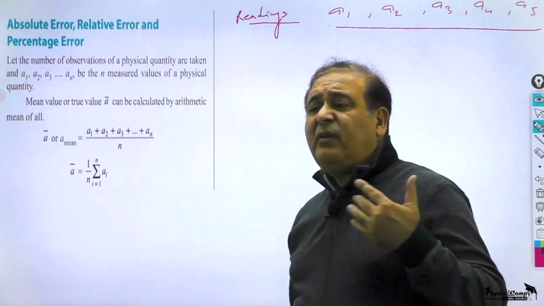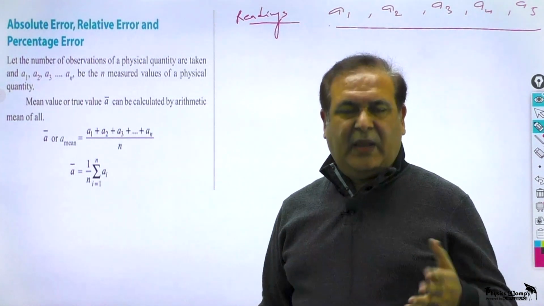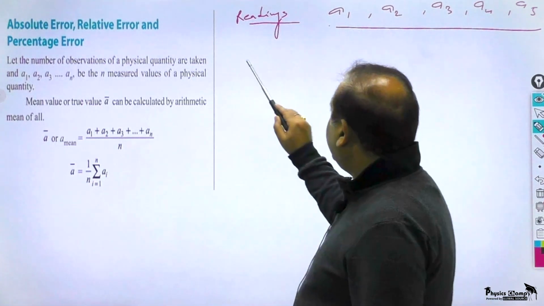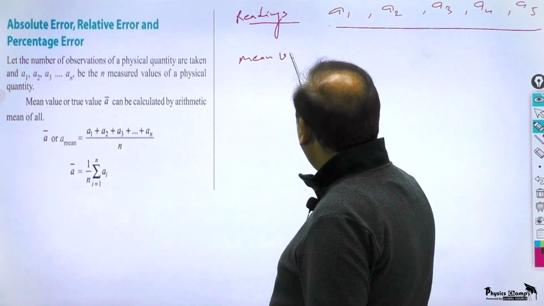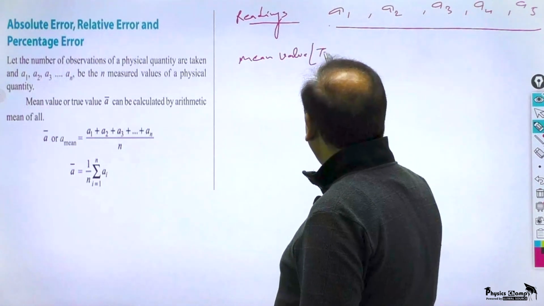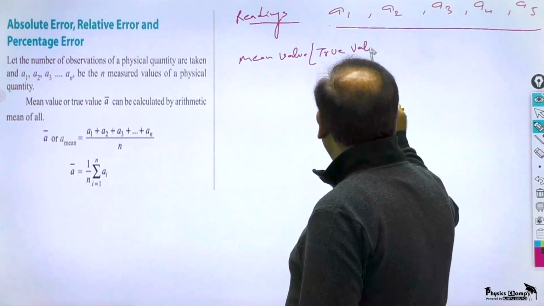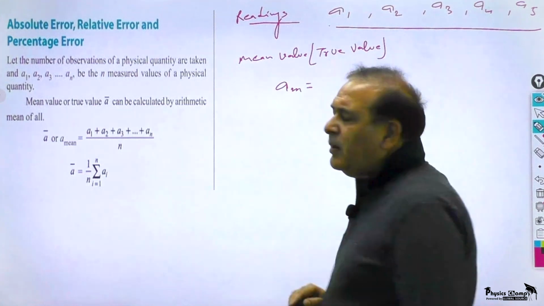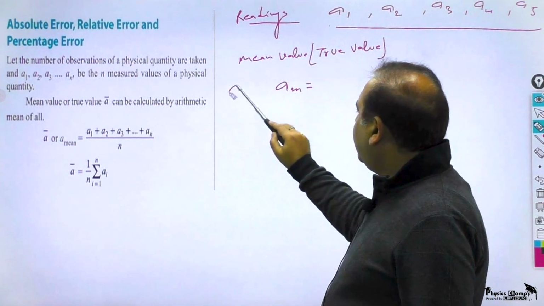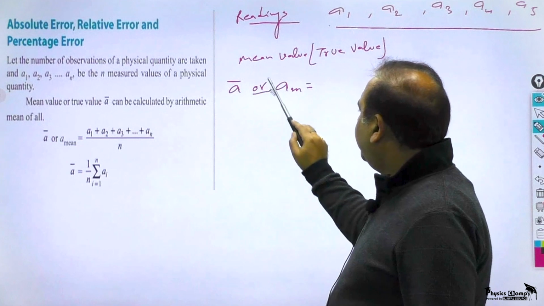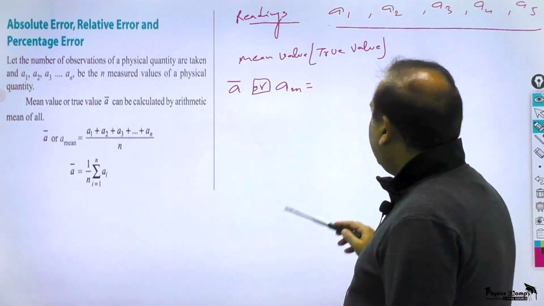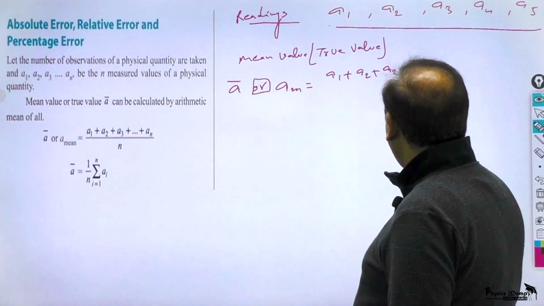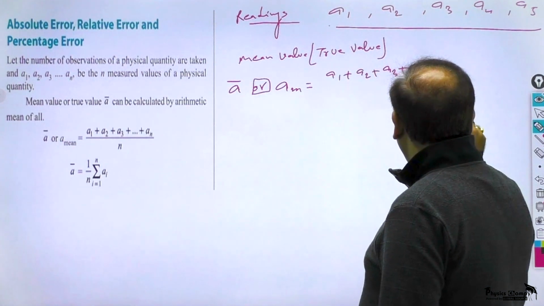We cannot say which reading is accurate. Every reading may have some error. But the question is, what is the true reading? What is the mean value? Or what is the true value? So the mean value or true value, which can be represented by AM or by A bar, will be A1 plus A2 plus A3 plus A4 plus A5 by 5.